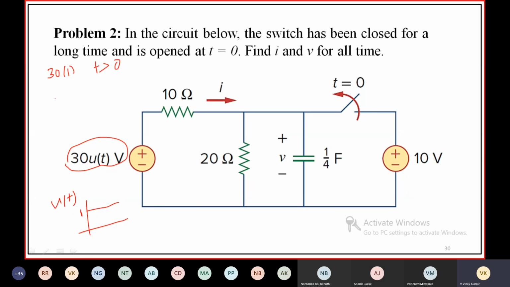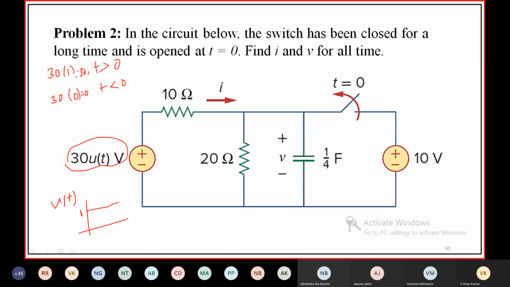So for t less than 0, u(t) is equal to 0. Means voltage will be 0 for t less than 0. Voltage will be 30 for t greater than 0.